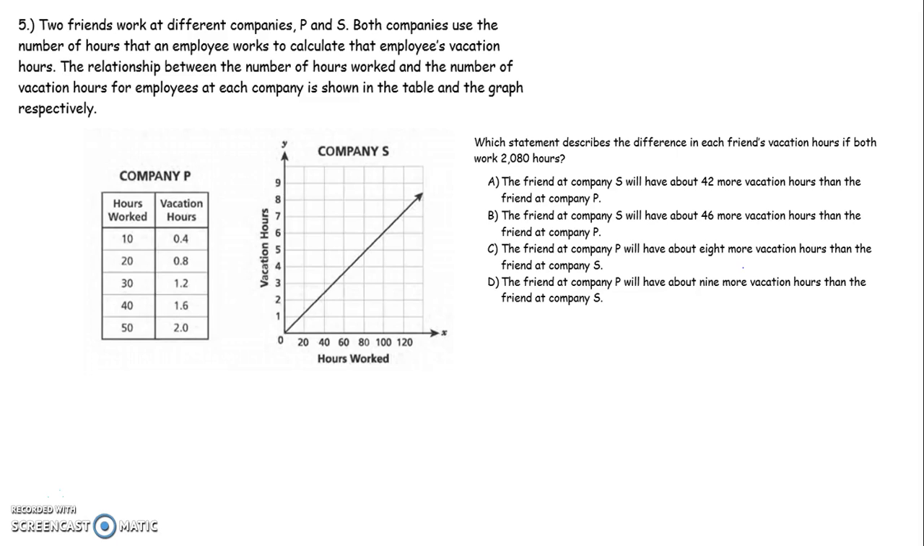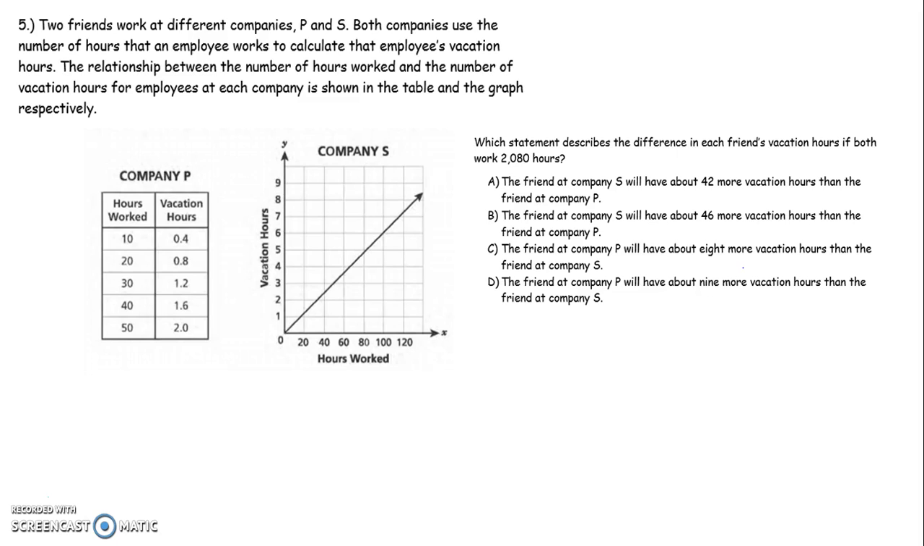And sometimes that happens at companies. The more hours you work, the more vacation hours you accumulate. They don't give you a straight out, at the beginning of the year you get 2 weeks. It's like, okay, every time I work 10 hours, I earn 0.4 vacation hours, things like that.